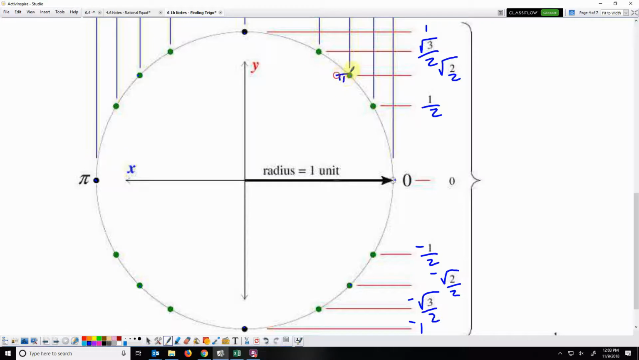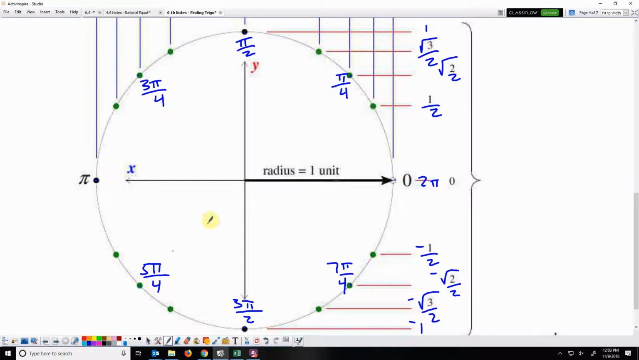So that's 1/4. That's really pi over 4. 2/4. So that's 2 pi over 4, which simplifies to pi over 2. 3/4. 4/4, which is just 1 pi. 5/4. 6/4, which simplifies to 3/2. 7/4. And 8/4, which is 2 pi. So 0 and 2 pi are coterminal.